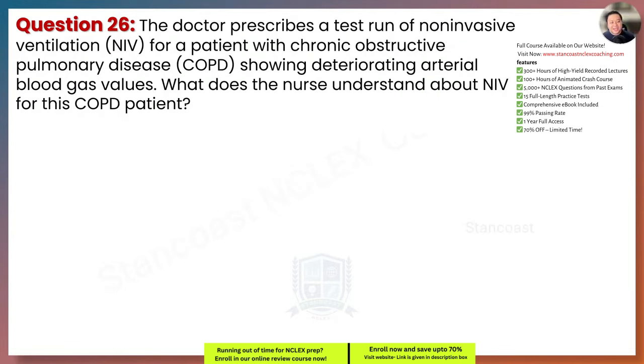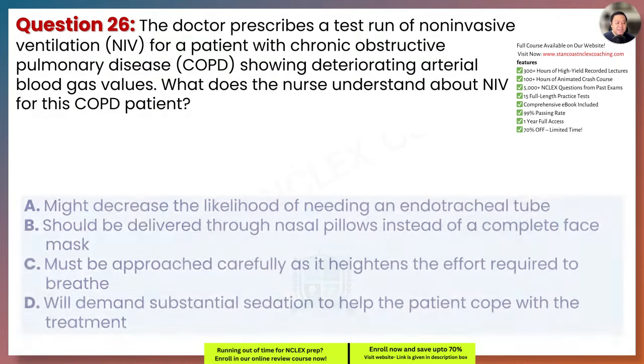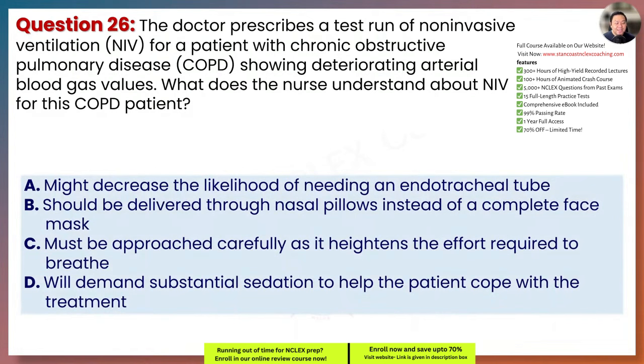The doctor prescribes a test run of non-invasive ventilation for a patient with chronic obstructive pulmonary disease showing deteriorating arterial blood gas values. What does the nurse understand about non-invasive ventilation for the COPD patient? Options. A, might decrease the likelihood of needing an endotracheal tube.